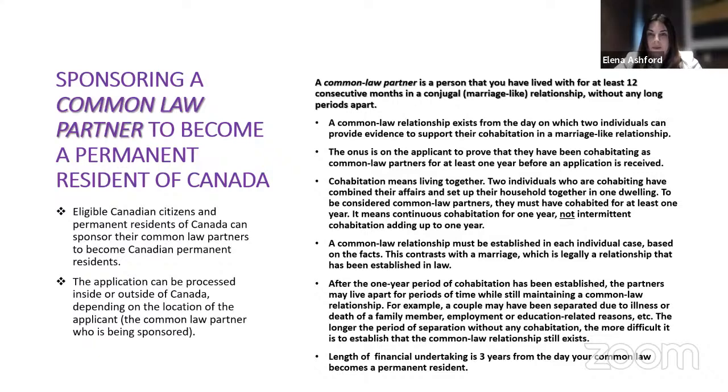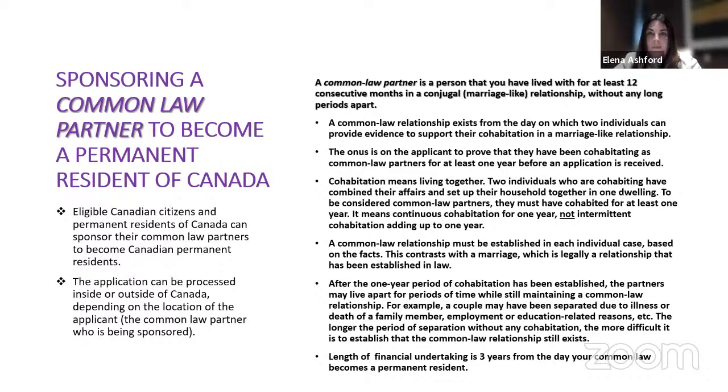And after this 1 year relationship of cohabitation has been established, and then the application has been submitted, you may still live apart with your common law partner, but again, you have to have legitimate reasons to prove to the RCC why you're residing apart currently, and you have to prove that your common law relationship still stands, meaning you still share responsibilities, and it's a spouse-like relationship without legally being married.